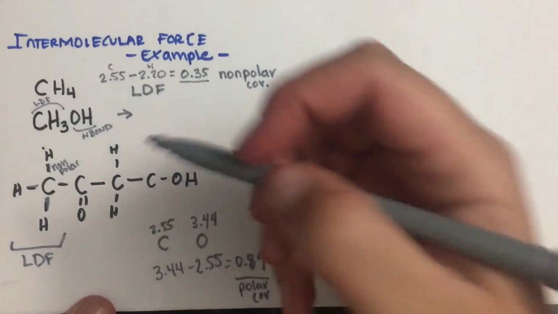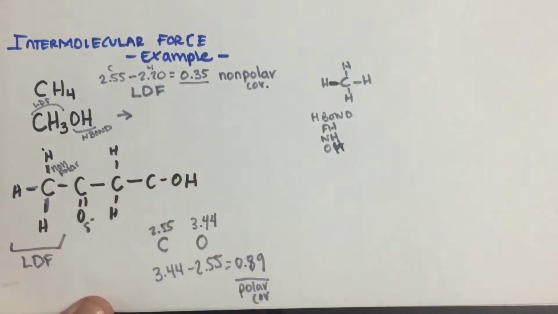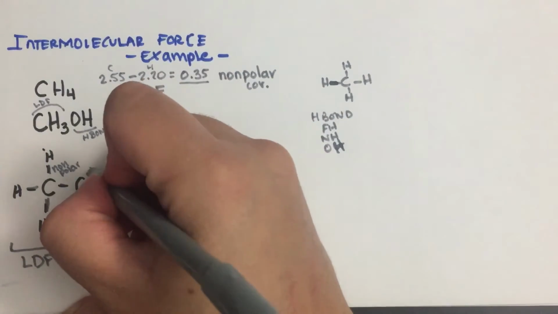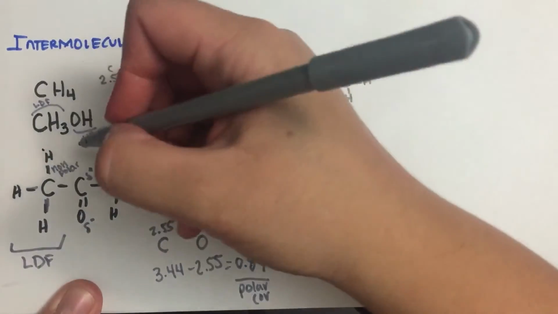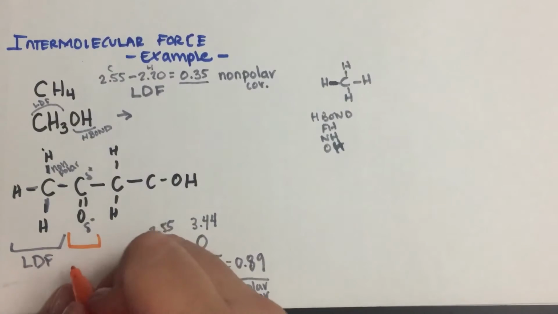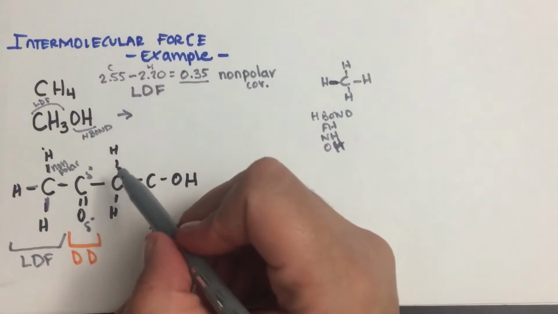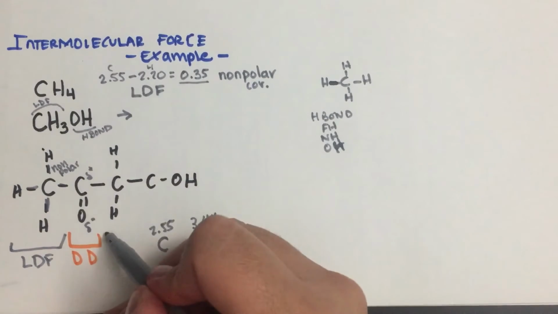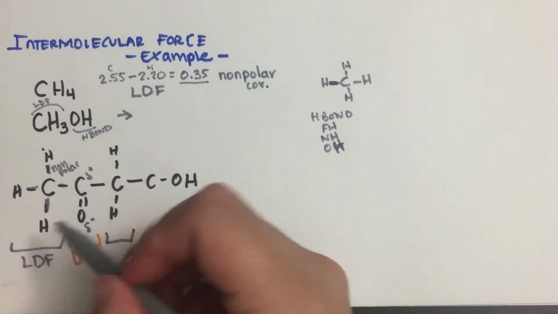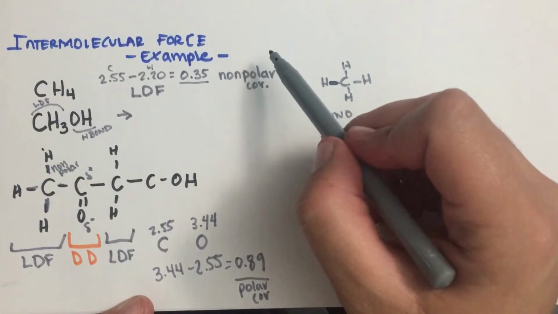That means that this has some polarization, that this is partially negative and this is partially positive, and that the intermolecular force that is going to occur in this part of your molecule is dipole-dipole. You check the next section, C and H again. What was this? C and H was London dispersion force because you had the non-polar covalent.